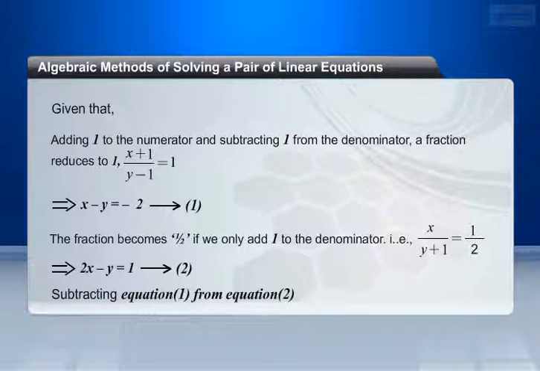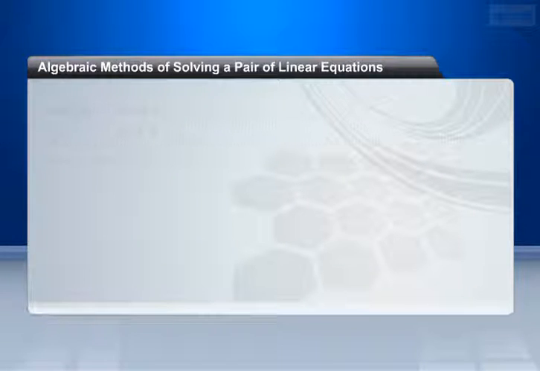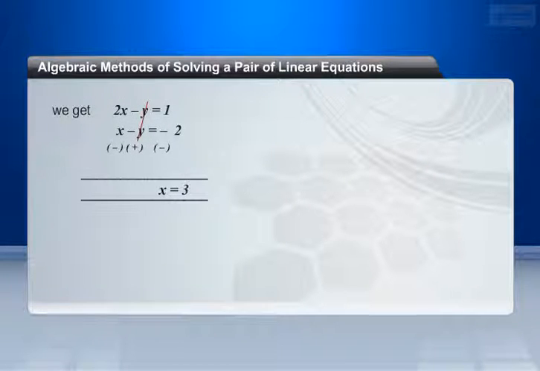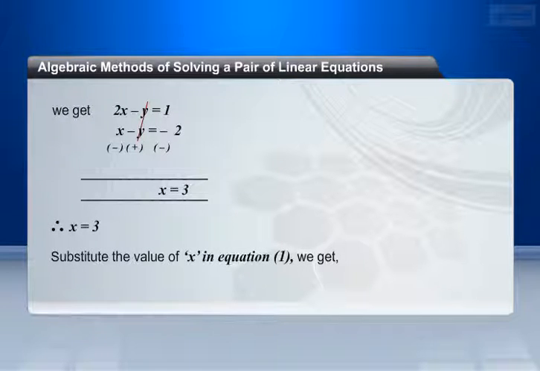So, now we are subtracting equation 1 from equation 2. Now we get 2x minus x, minus of y minus y, equals 1 minus of minus 2. Therefore x equals 3. Substitute the value of x in equation 1.